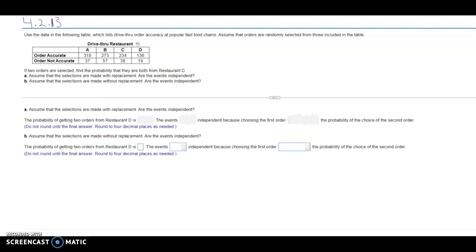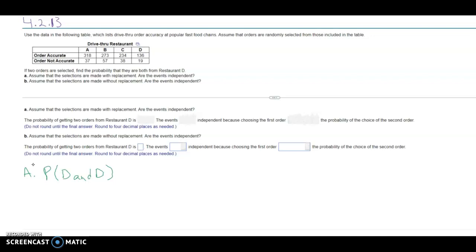So we have questions. If 2 orders are selected, find the probability that they are both from restaurant D. And then we have, A, assume that the selections are made with replacement and that the events are independent for the first one. And B, assume that the selections are made without replacement and that the events are independent. So for part A, I'm finding the probability that the first is from restaurant D and the second order is also from restaurant D.